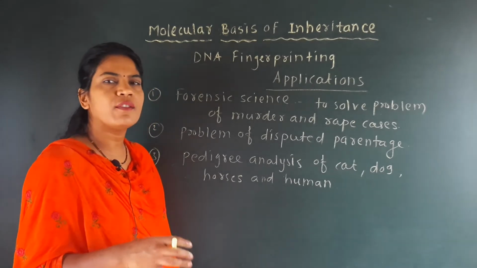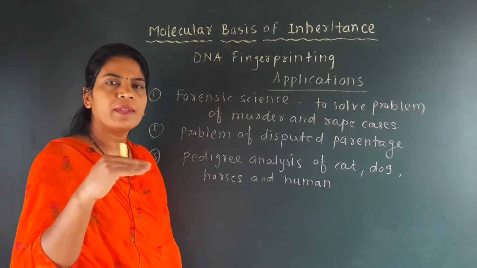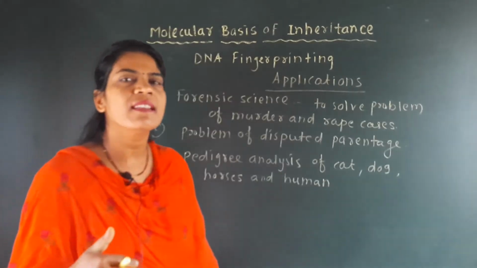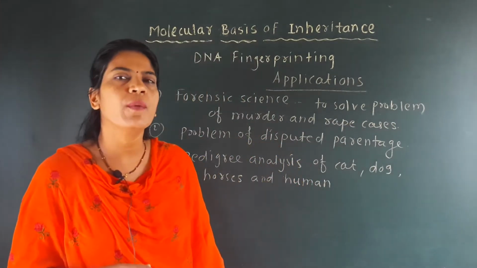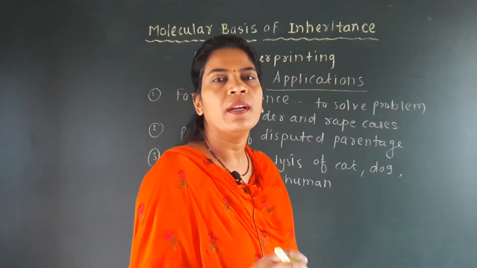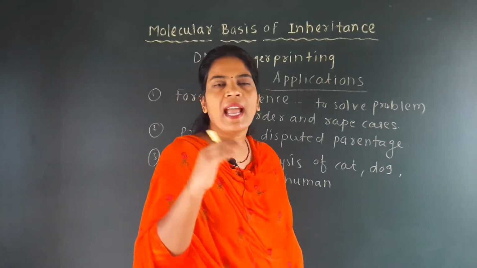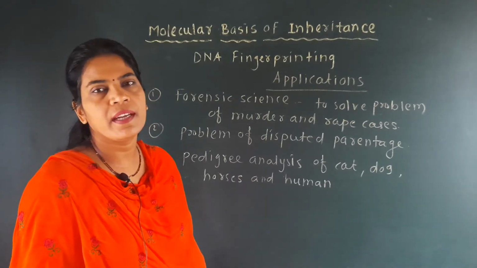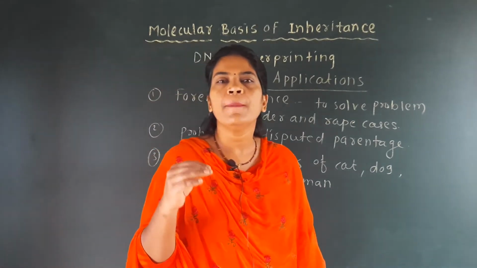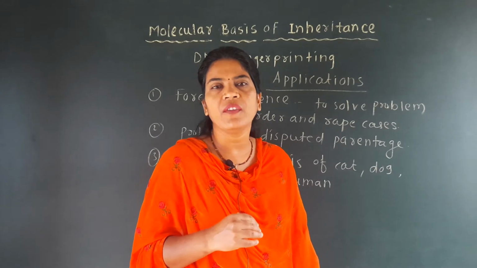So pedigree analysis of not only human beings but of cats, dogs and horses can also be studied with the help of DNA fingerprinting, because during the study of pedigree analysis there is a requirement of in-depth study of the DNA, and in-depth study of DNA can be carried out in the DNA fingerprinting technique. So this is about the applications of DNA fingerprinting.